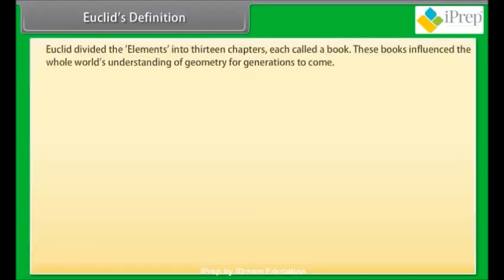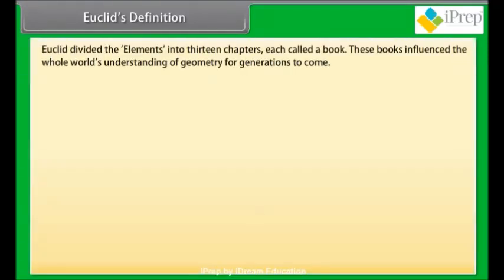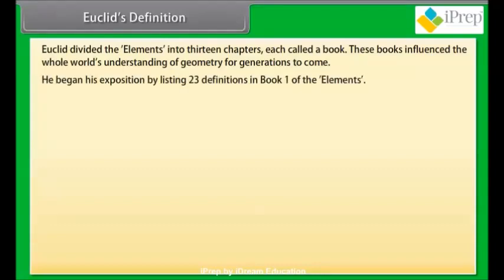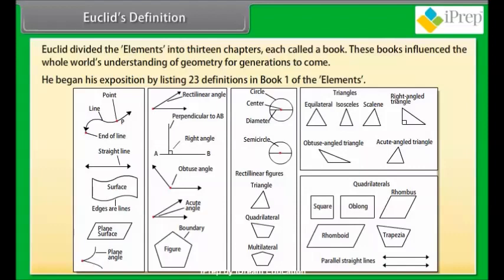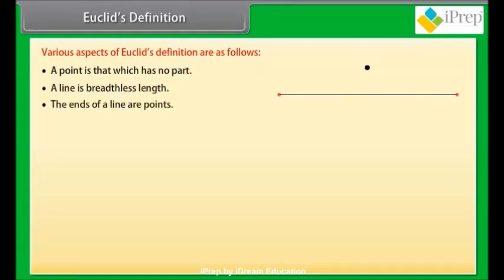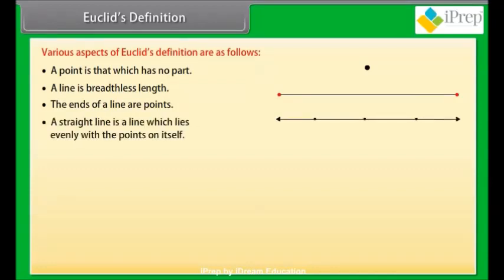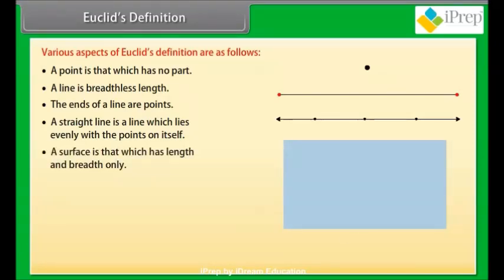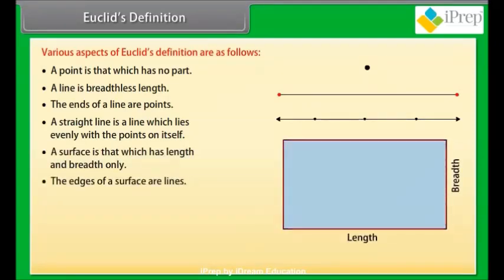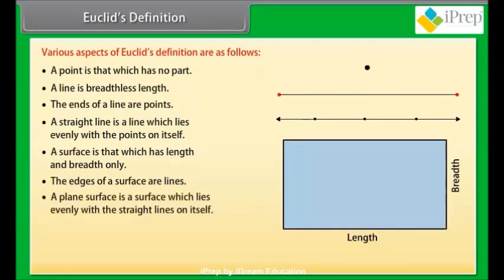Euclid's definitions. Euclid divided the Elements into 13 chapters, each called a book. These books influenced the whole world's understanding of geometry for generations to come. He began his exposition by listing 23 definitions in Book 1 of the Elements. A few of them are: a point is that which has no part; a line is breadthless length; the ends of a line are points; a straight line is a line which lies evenly with the points on itself; a surface is that which has length and breadth only; the edges of a surface are lines; a plane surface is a surface which lies evenly with the straight lines on itself.